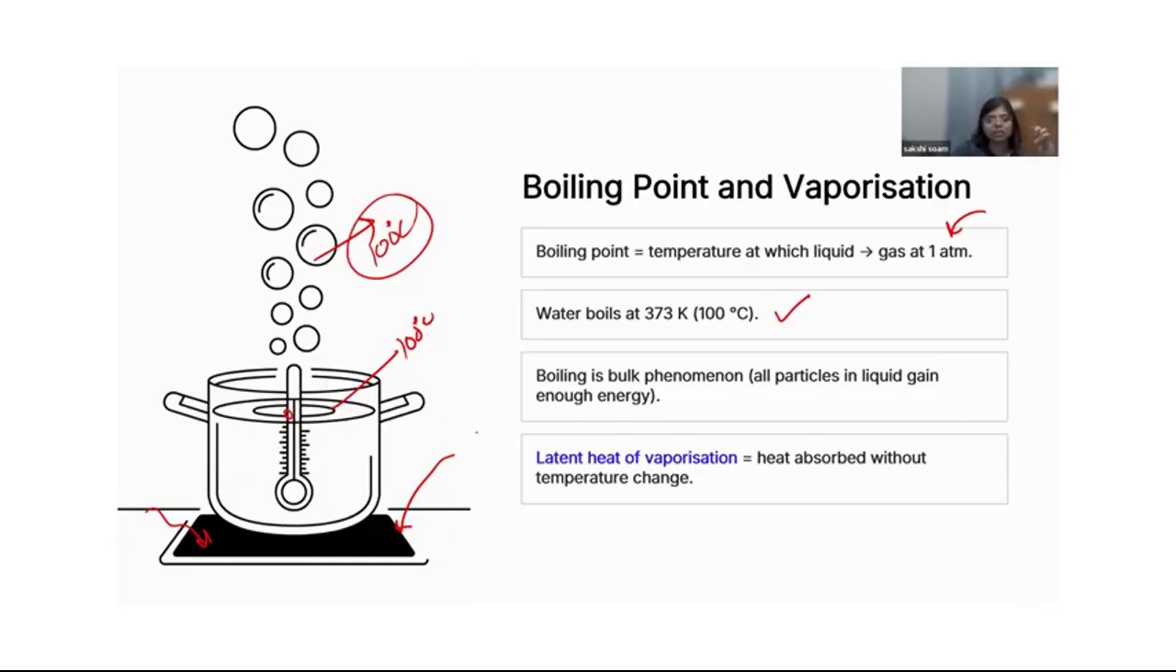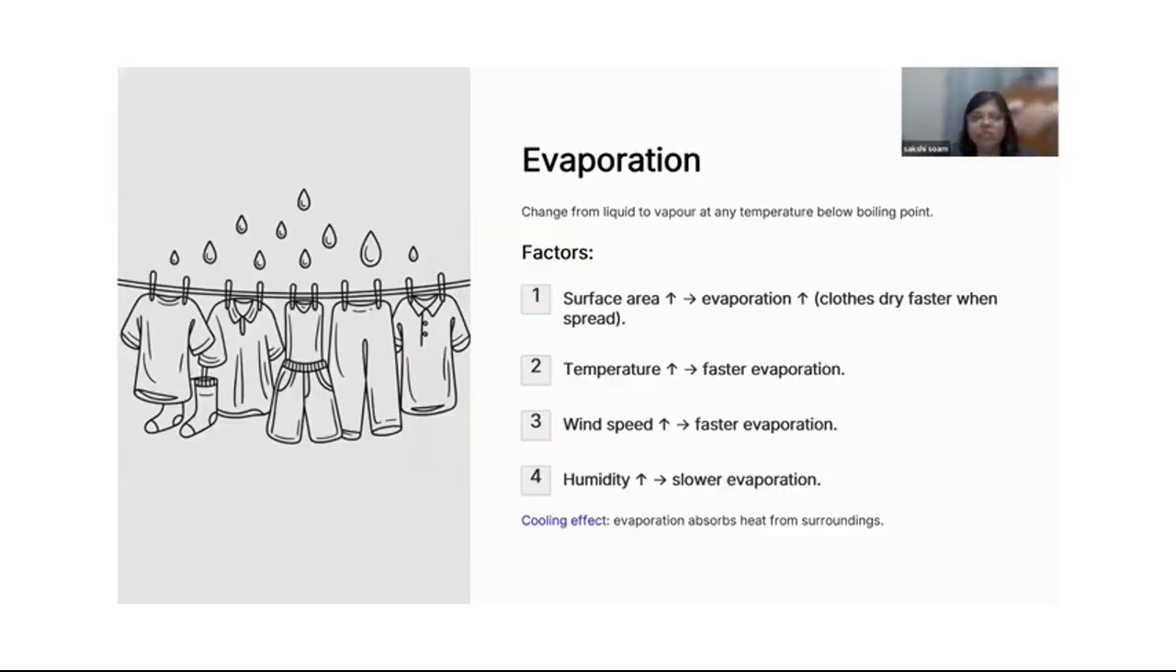So latent heat of vaporization is the heat absorbed without the temperature change, right? Heat is absorbed, but there is no temperature change. Why? Because all the energy is being used to break the bonds of water and convert it into vapor. Next is evaporation.